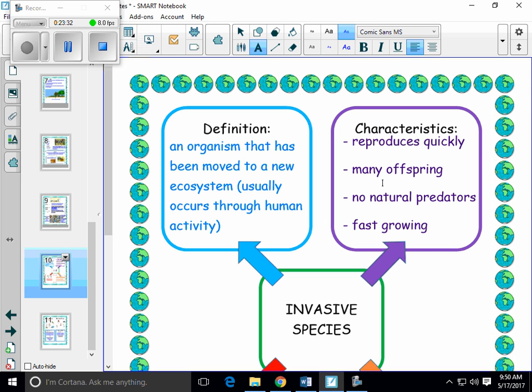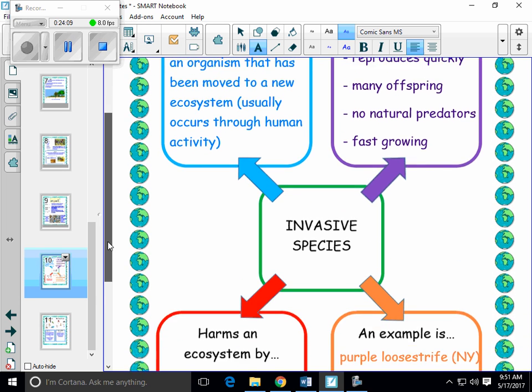Some characteristics of a really good invasive species. So if you're an invasive species, you're going to be very successful in your new home if you reproduce very quickly, if you reproduce with many offspring. So if you're a plant and you release lots and lots of seeds, that's really good for you. If you have no natural predators, so if in your new home there's nothing there to eat you, that's great for you. And also if you're very fast growing, so if you can grow faster and spread farther than all of the native organisms there, that's also really good for you.